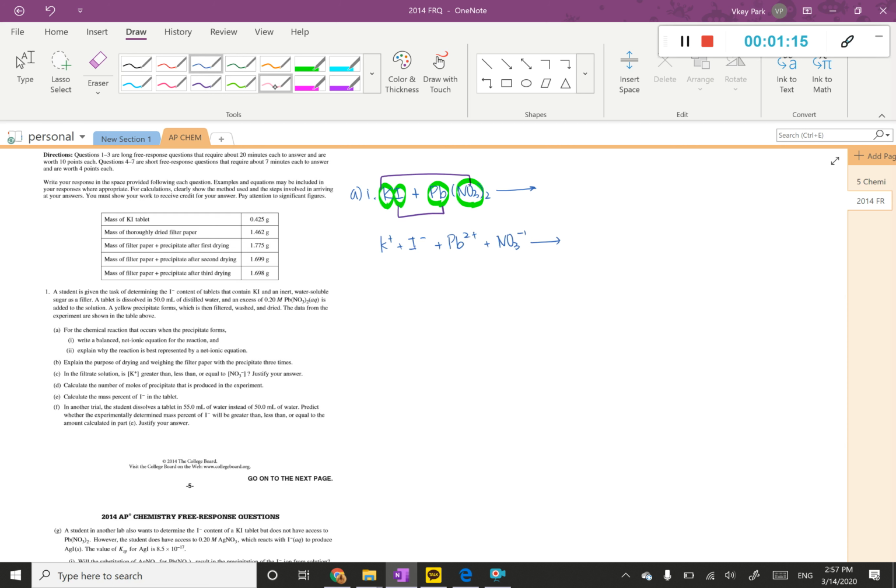I know that the outside with the outside, inside with the inside are going to be switching partners. So now I have potassium nitrate and lead iodide. Swap them and drop them, and I get PbI2.